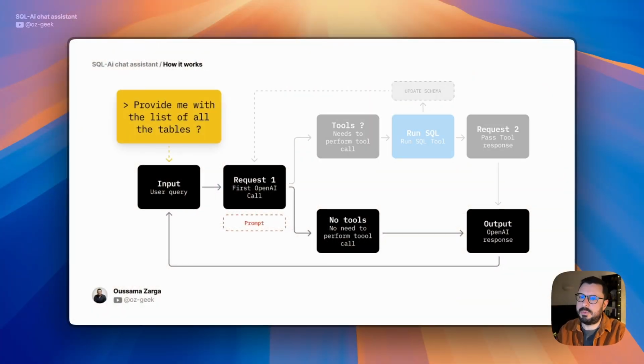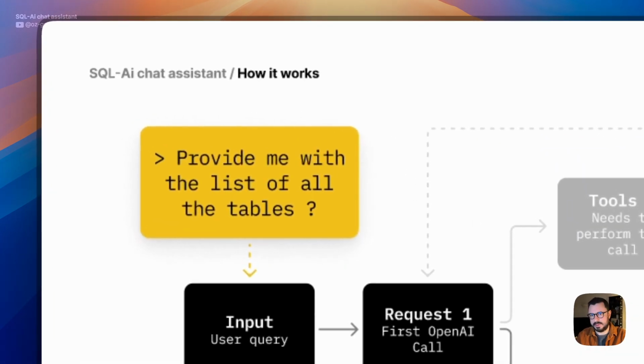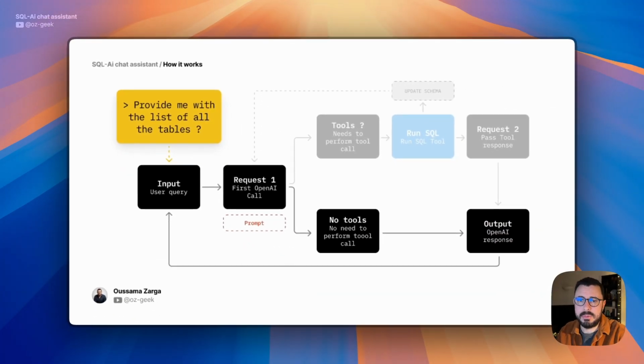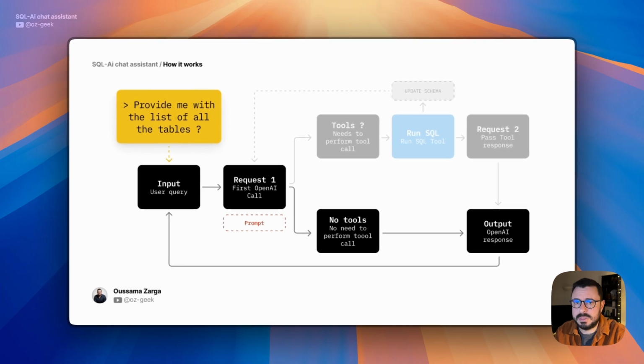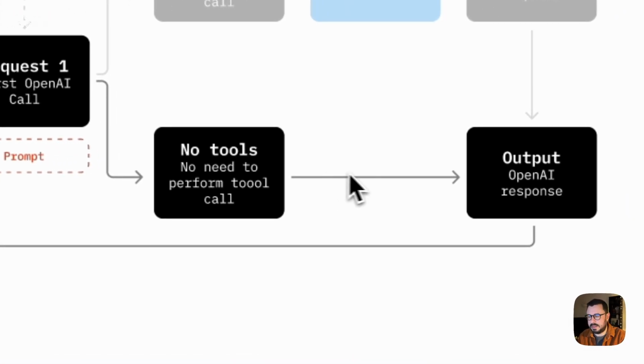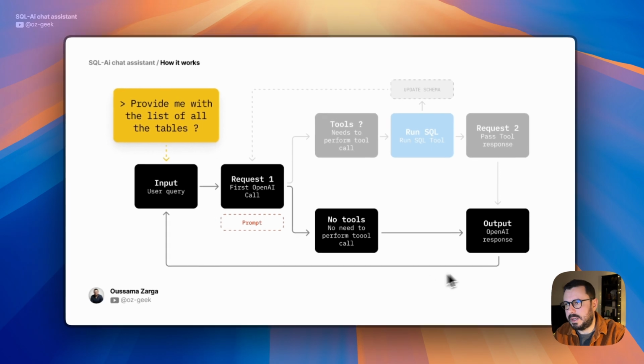Here I will prompt my tool: provide me with the list of all the tables. In this case, I ask the AI to list all the tables in the connected database. Since the database schema is already included in the prompt, as you see here on the first request, the model doesn't need to perform an SQL query. As a result, it will skip the tool execution and directly provide the correct response in the output. As you see here, we have no need for a tool, so we directly output the response to the client.